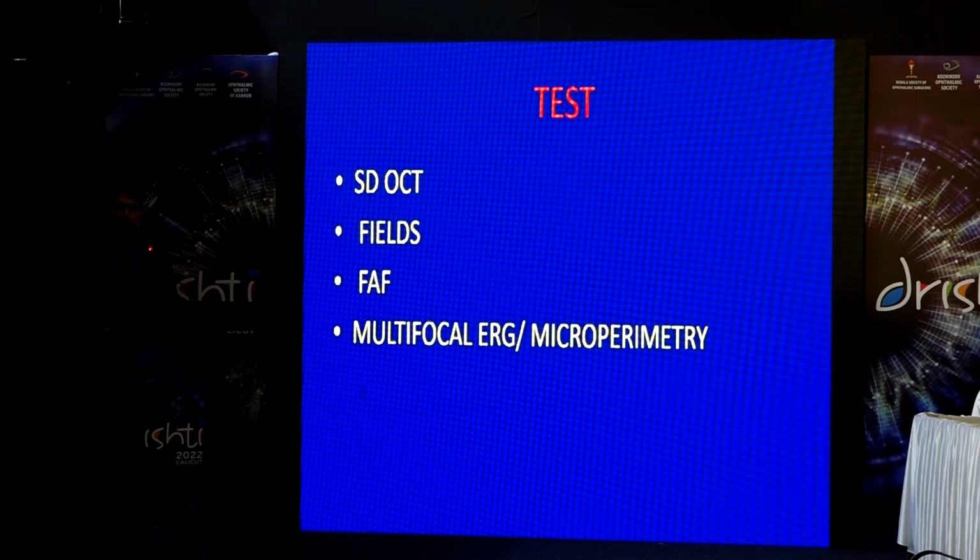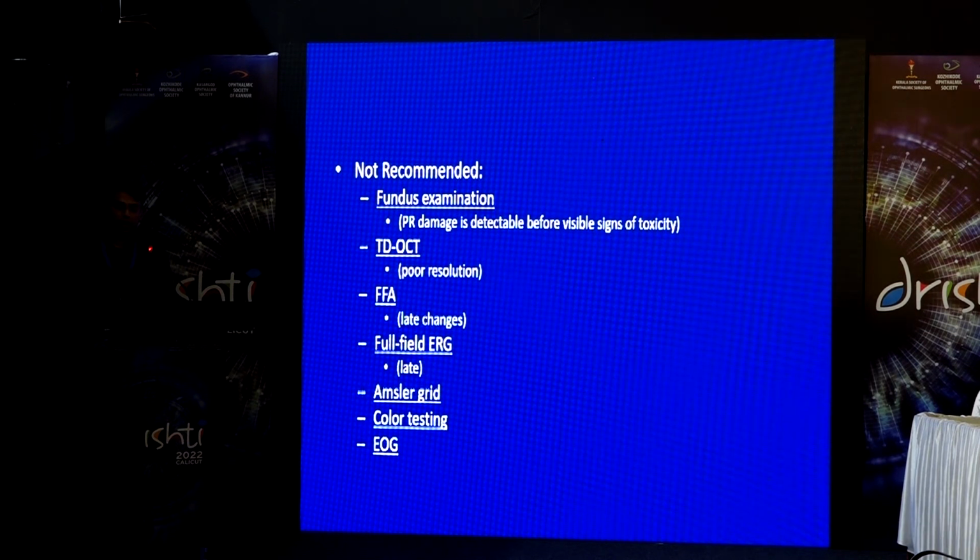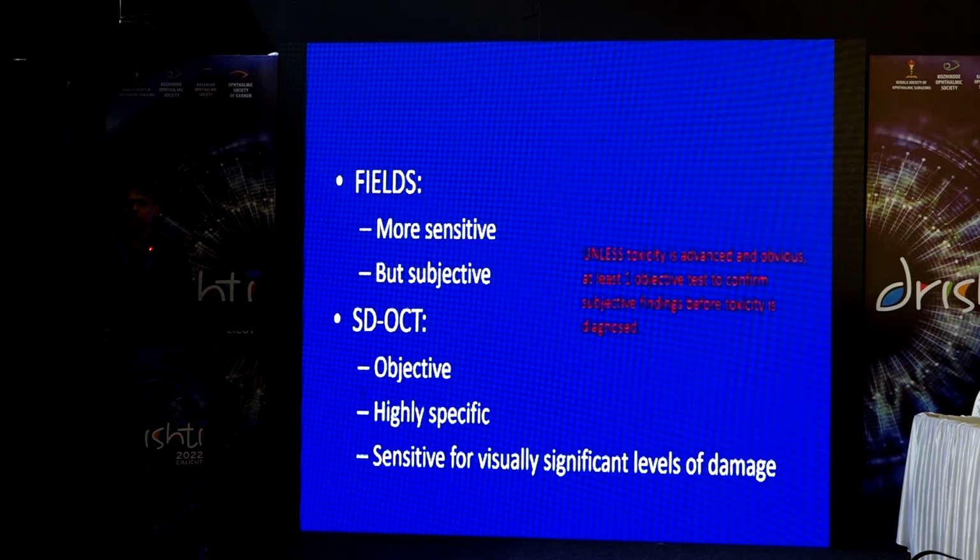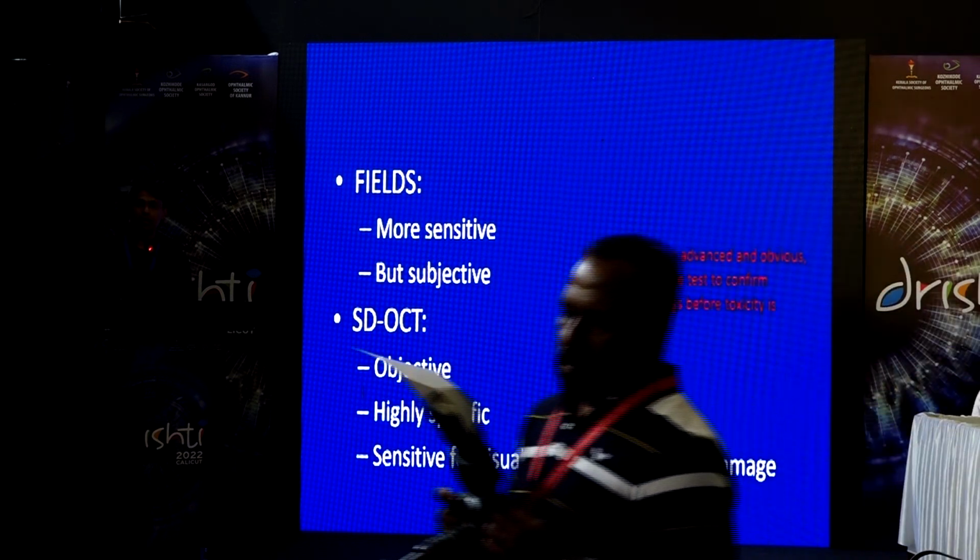What are the tests you have with you? You can do either spectral domain OCT, fields, FAF or multifocal ERG. However, the most important screening test is a spectral domain OCT. The ones which are not recommended are fundus examination, time domain OCT, FFA, full field ERG, ancillary color testing and EOG. With field tests, one major disadvantage is there is a lot of false positivity and it really depends on the subject. So what we advise is a spectral domain OCT.